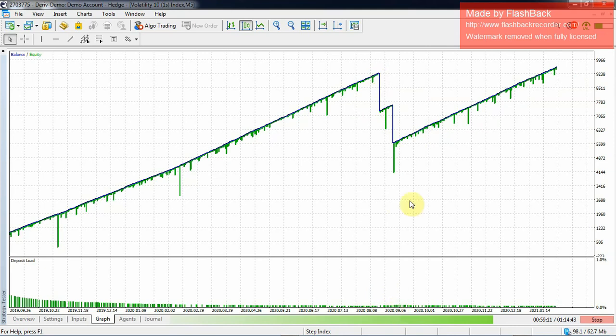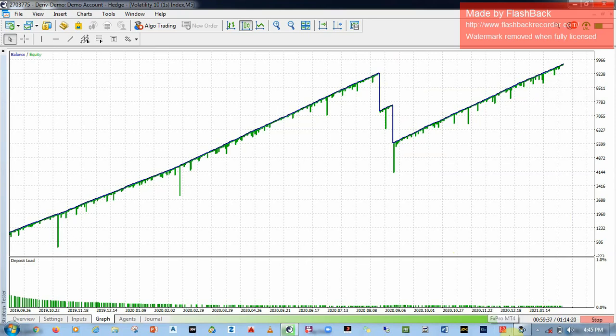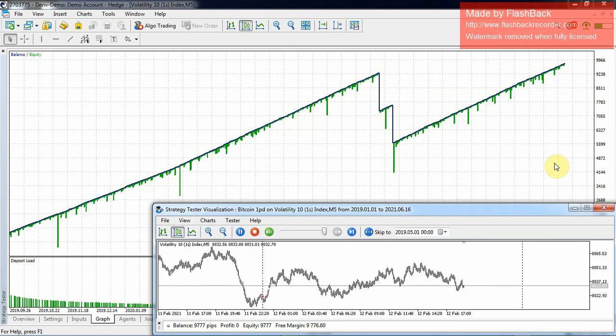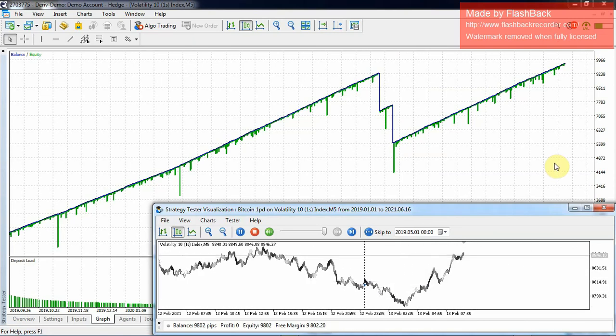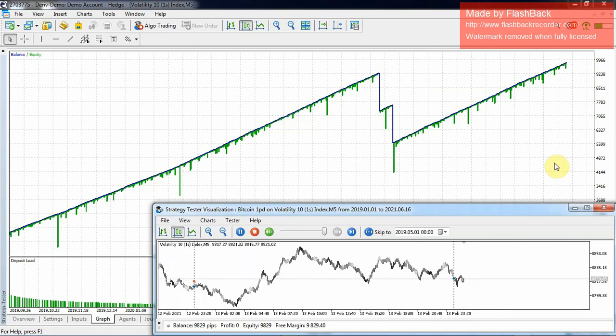As you can see from the balance line, we are back at almost 10,000. 2 losses have been recovered from October to January. We are now in February of 2021.